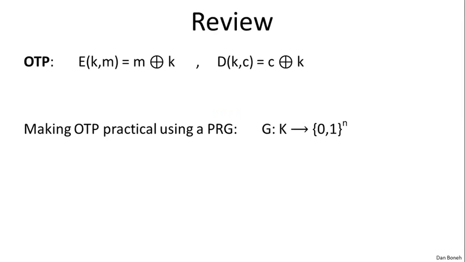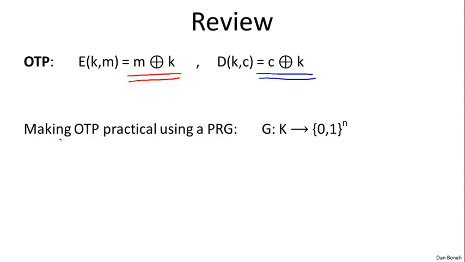So recall that the one-time pad encrypts messages by XORing the message and a secret key, where the secret key is as long as the message. Similarly, decryption is done by XORing the ciphertext and the same secret key. When the key is uniform and random, we proved that the one-time pad has this information theoretic security that Shannon called perfect secrecy. A problem was, of course, the keys are as long as the message, so the one-time pad is very difficult to use.